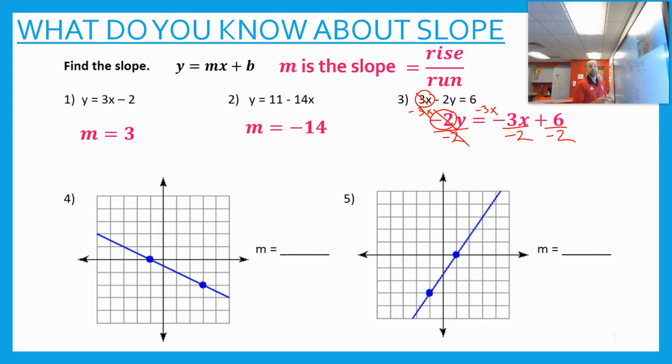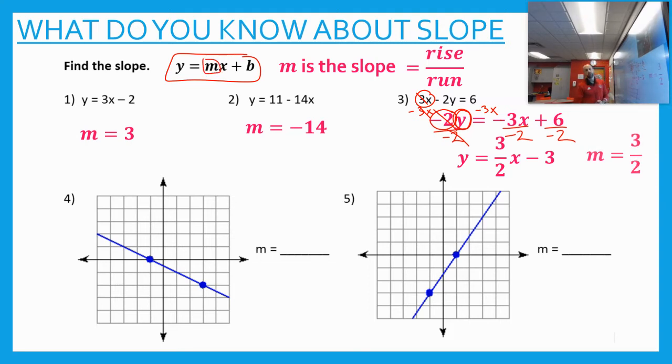So when I do that, I can then simplify. I'm left with the y, right? The y is now isolated. Negative 3 divided by negative 2 doesn't turn out nicely, but it does turn into a positive. So positive 3 over 2, and then 6 divided by negative 2 is negative 3. So now y equals 3/2 x minus 3 looks like this. And now I can determine the slope, which is 3/2. All right, so m equals 3 over 2.